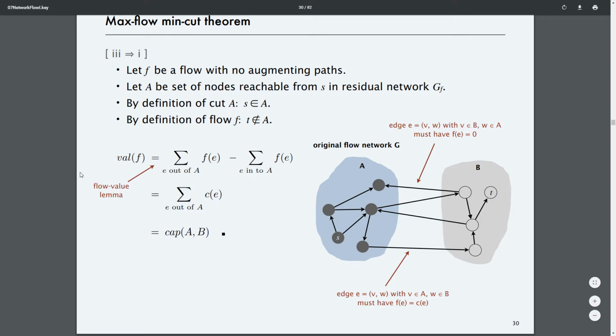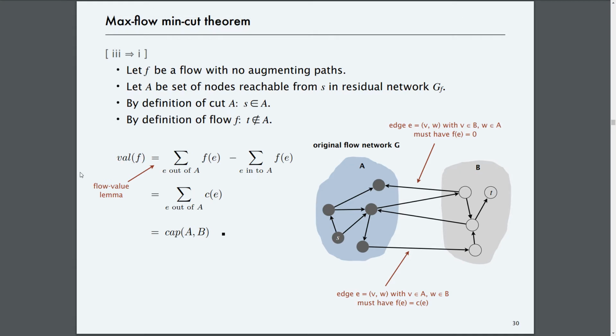So we have the value of the flow, and following these steps, we get that the capacity is equal to the value of f.